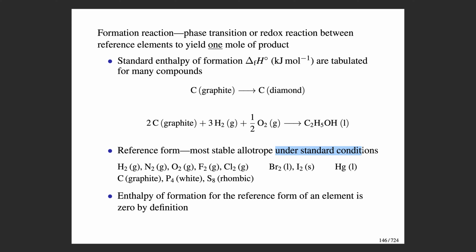What I've listed below here are our common reference forms for main group elements. You're expected to know that these diatomic gaseous forms are the standard state, the reference form for all of these elements. For bromine, it's diatomic, but it's a liquid. For iodine, it's diatomic, but it's a solid.